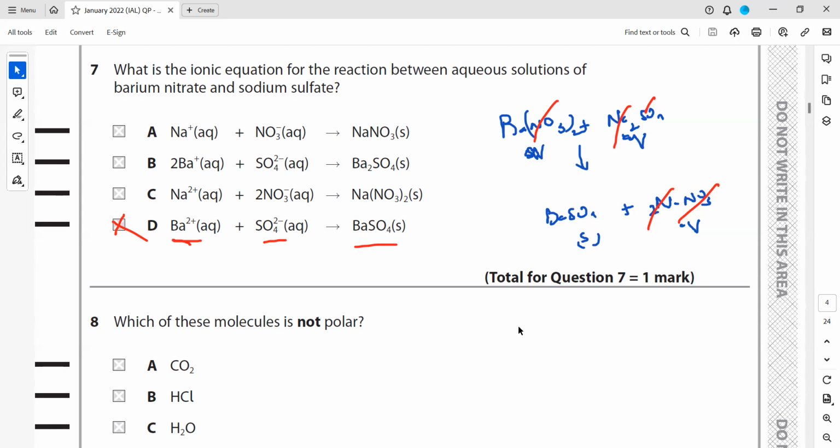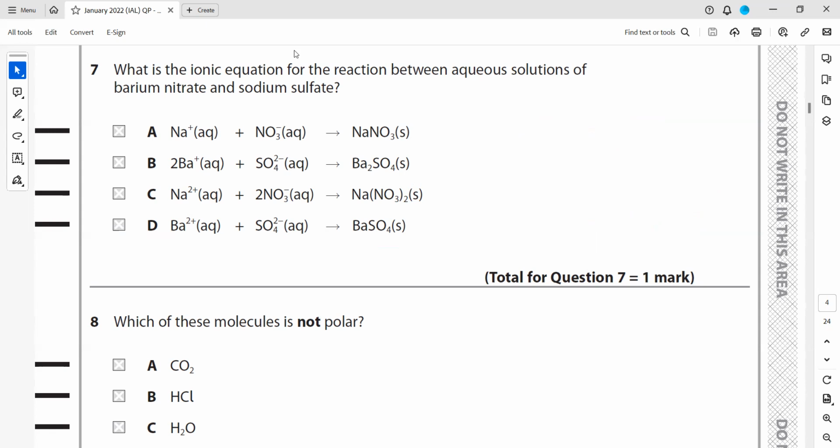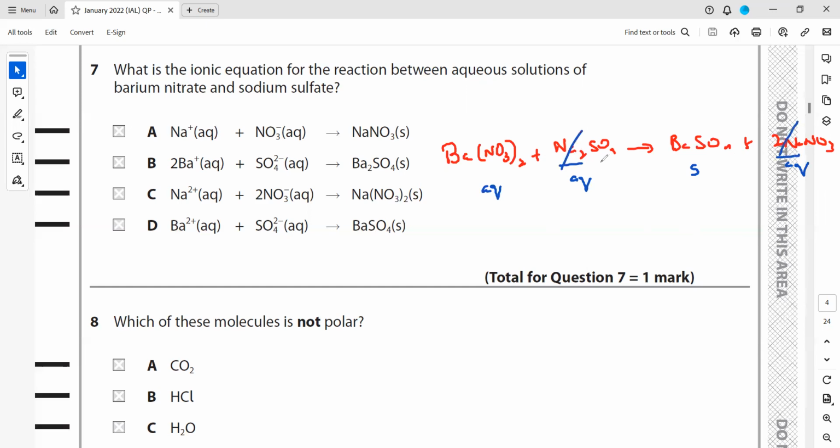Which of these molecules, when we want to write an ionic equation, first we write the equation. We have barium nitrate reacting with sodium sulfate. As a result, it will form barium sulfate plus sodium nitrate. This is a balanced equation. If we write the state symbols, all nitrates are aqueous: aqueous, aqueous, solid, aqueous. So we cancel out the common ion in aqueous. Sodium ion here, sodium there, so they cancel out.